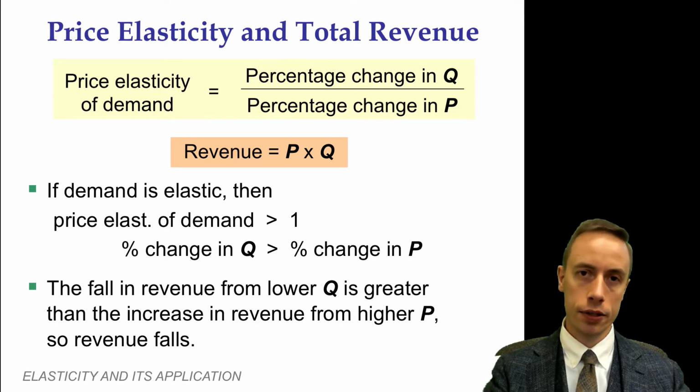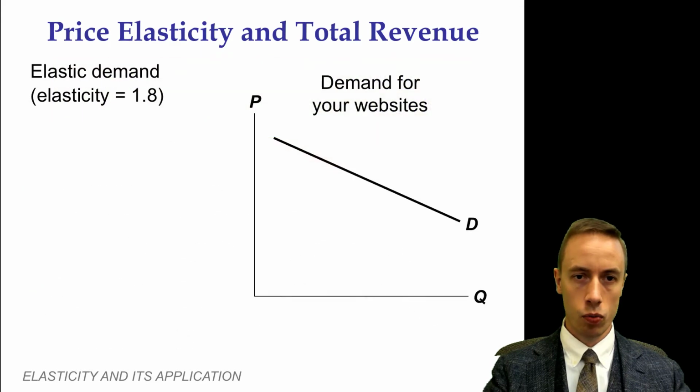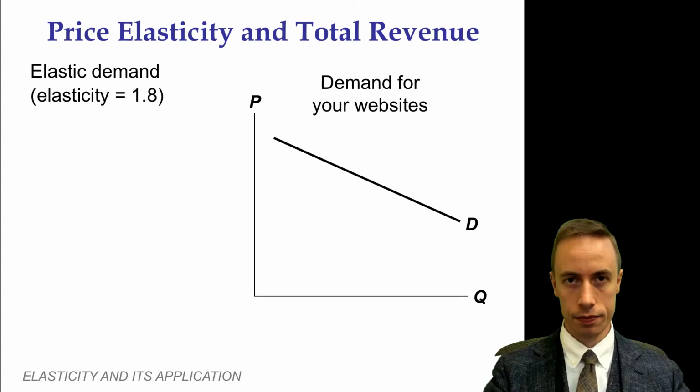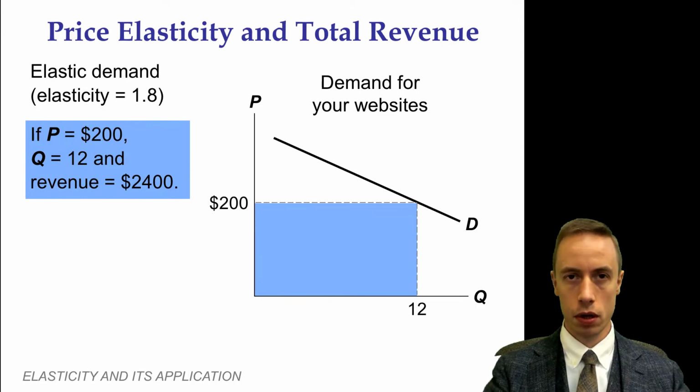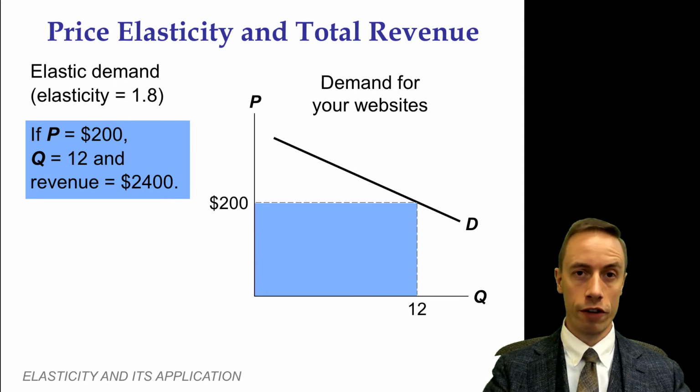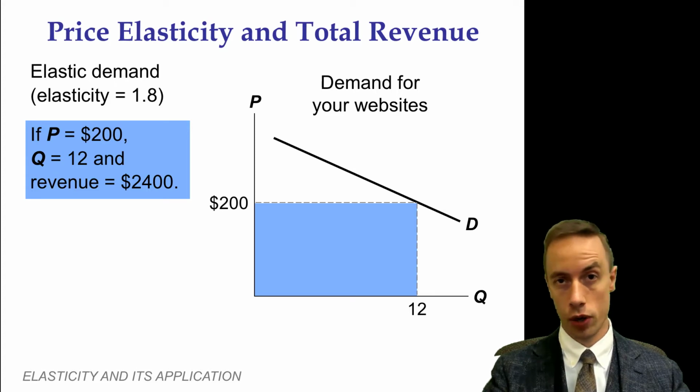And to show you that, I want to go back to our website example from the beginning of today. So once we calculated the elasticity of this website business properly using the midpoint method, it turned out to be 1.8. And let's review the numbers behind that. The initial price and quantity were $200 and 12 websites. That of course means the revenue of this business would be $2,400, 12 times 200.